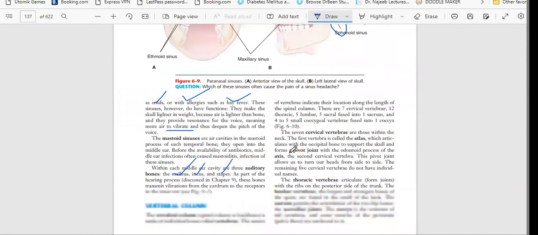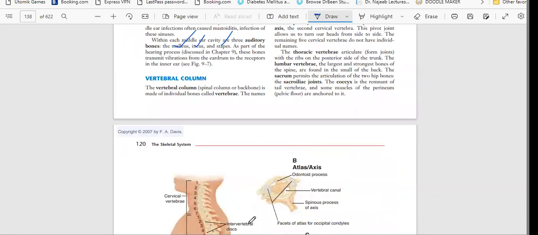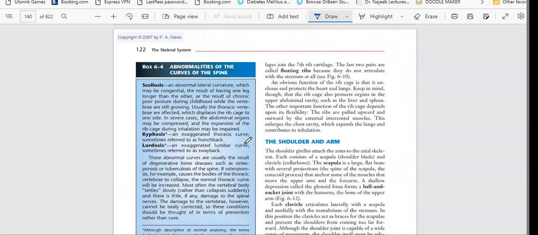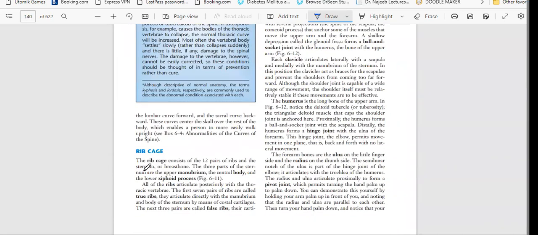Okay, next we have the vertebral column. Tomorrow we will discuss the vertebral column, which is very important, and afterwards the rib cage. Every bone we can talk about in detail. Okay, so we will conclude here.